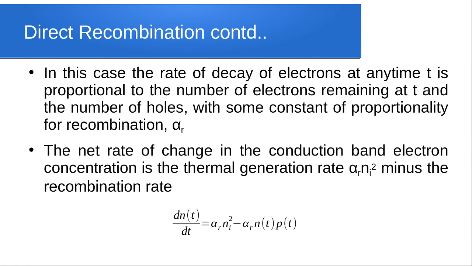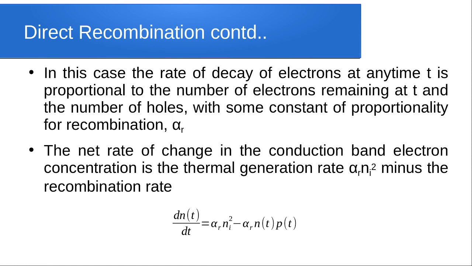What do you mean by change in the conduction band electron? Some electrons are coming back and falling into the valence band and recombining with the available holes. That is the number change in the conduction band. So the net rate of change in the conduction band electron concentration is the thermal generation rate alpha r Ni square minus the recombination rate. So from the existing number of electrons, this gets reduced by recombination.